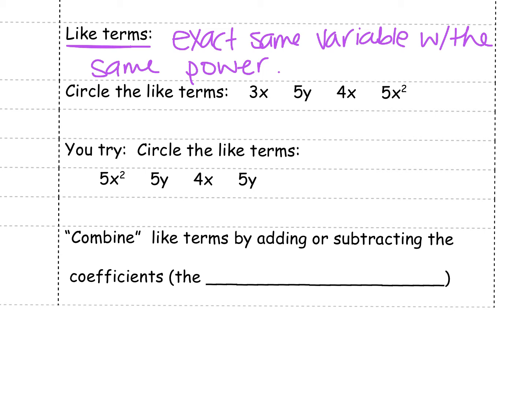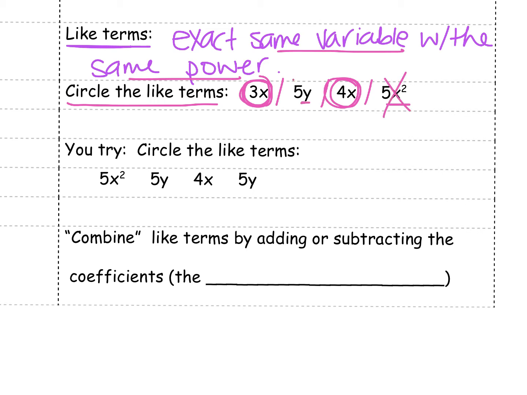If we look at our first problem down below, it says circle the like terms. I have 3x, 5y, 4x, and 5x squared. I'm looking for something with the same variable and the same power. The only things that match would be 3x and the 4x. They both have the variable x. I see this one has an x too, but it has a different power, so that's not the same. And this one doesn't even have the same variable, so it's not the same. The 3x and the 4x are what we could put together. Now, I want you to try this next one on your own. Circle the like terms down below, pause the video, answer the problem, then come back.